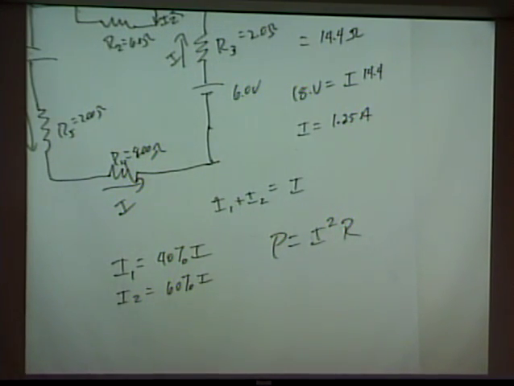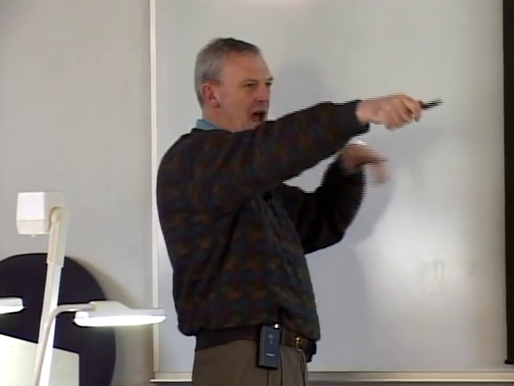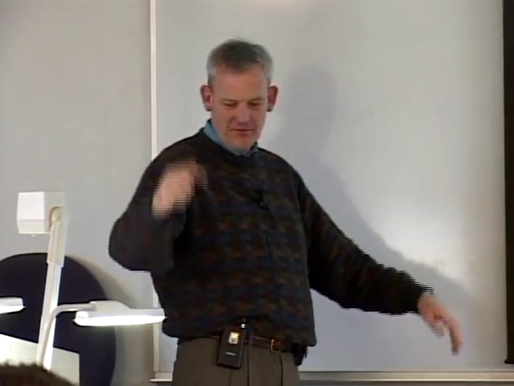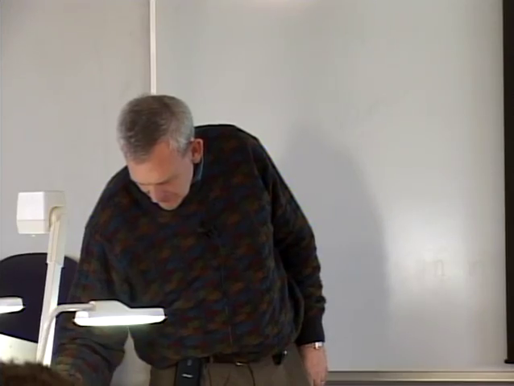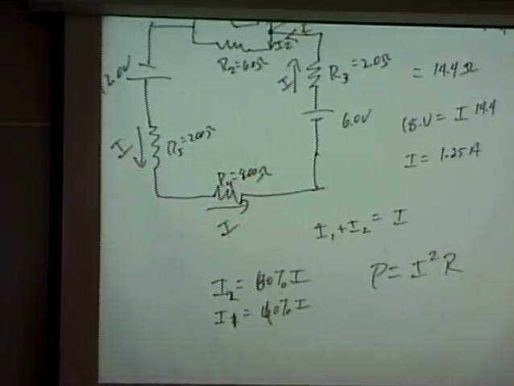Yes, Rick. Isn't the current inversely proportional to the resistance? Shouldn't there be more current going through the resistor that's smaller? Absolutely. What he said. Flip those around. So I2 is equal to 60% and I1 is equal to 40%. There we go. Very good.